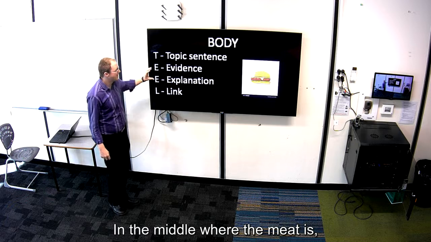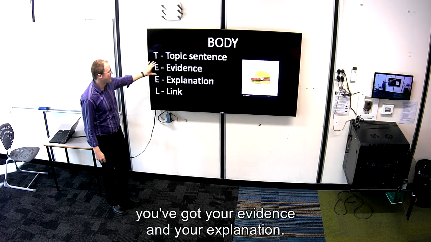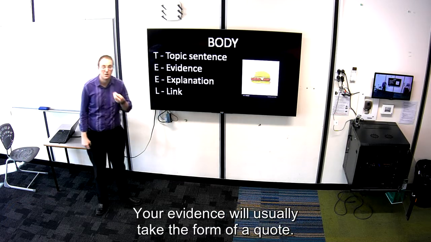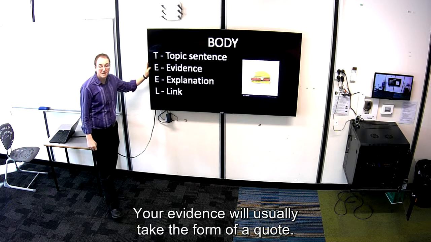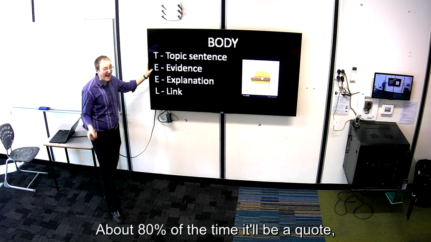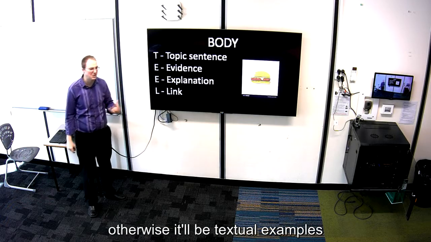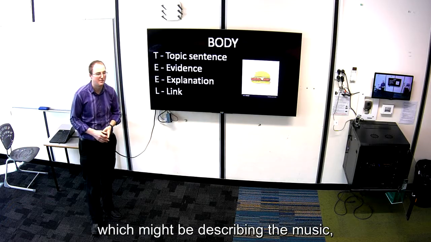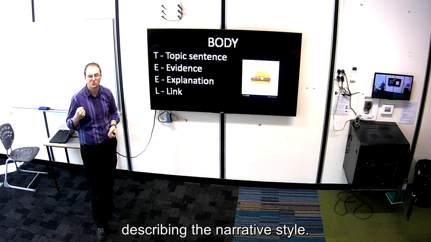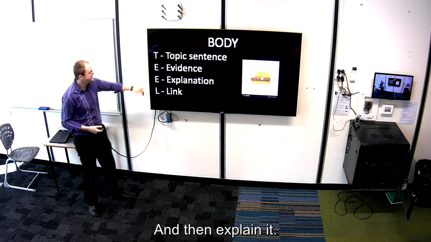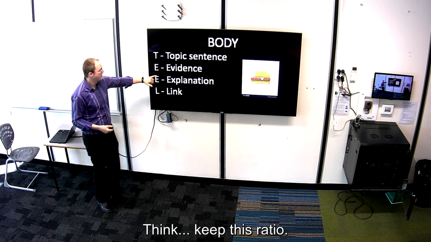In the middle, where the meat is, you've got your evidence and your explanation. Your evidence will usually take the form of a quote. About 80% of the time, it'll be a quote. Otherwise, it'll be textual examples, which might be describing the music, describing the narrative style. And then explain it.